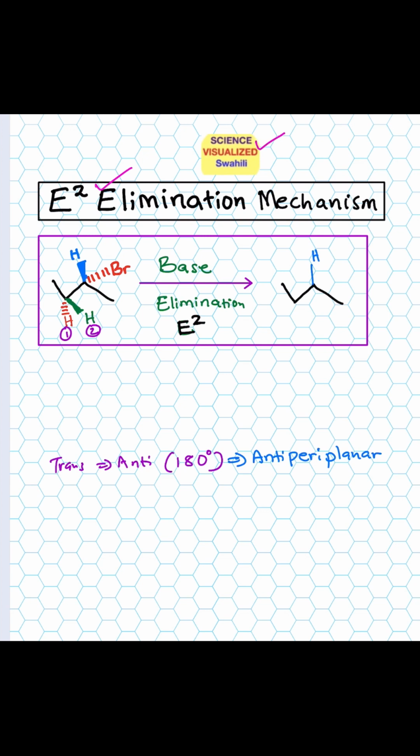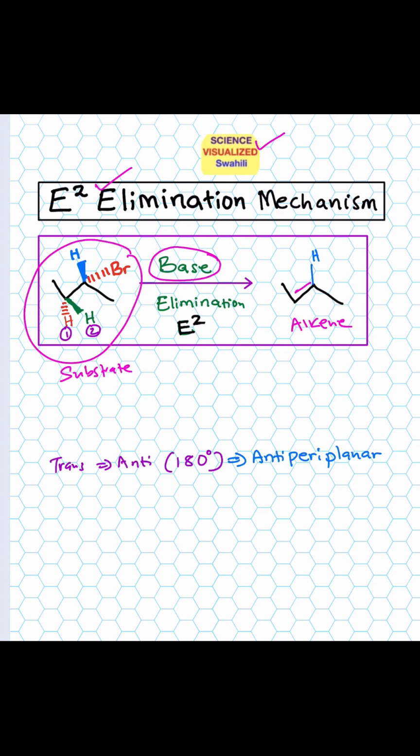In the E2 elimination mechanism, we need a substrate, which in this case is an alkyl halide, and a base. And the product will always be a double bond. So it gives an alkene product.